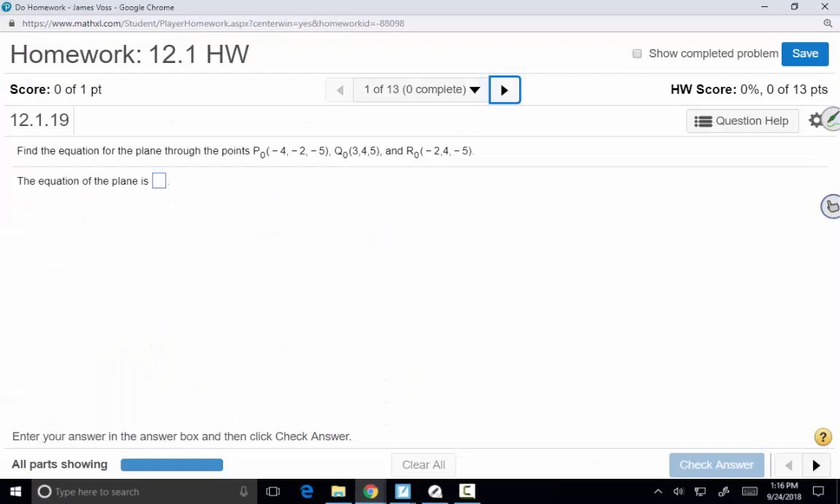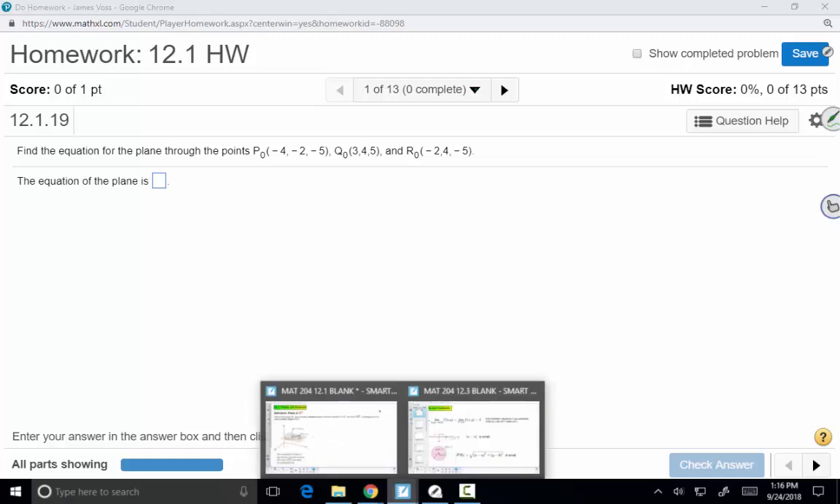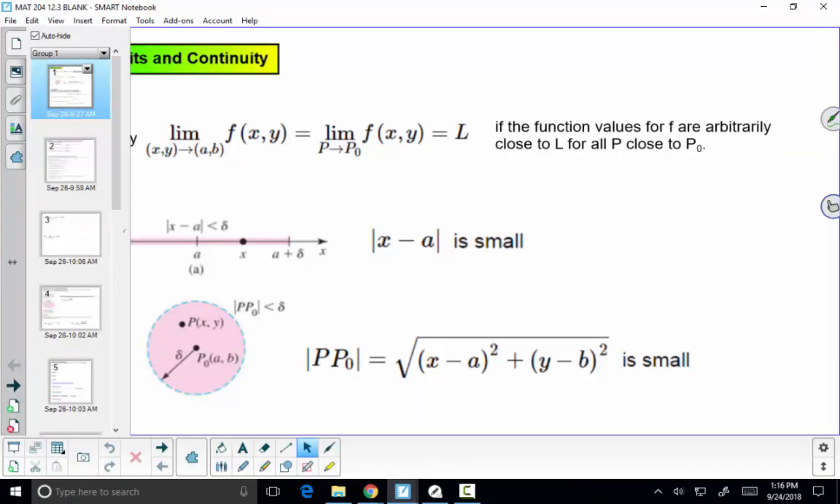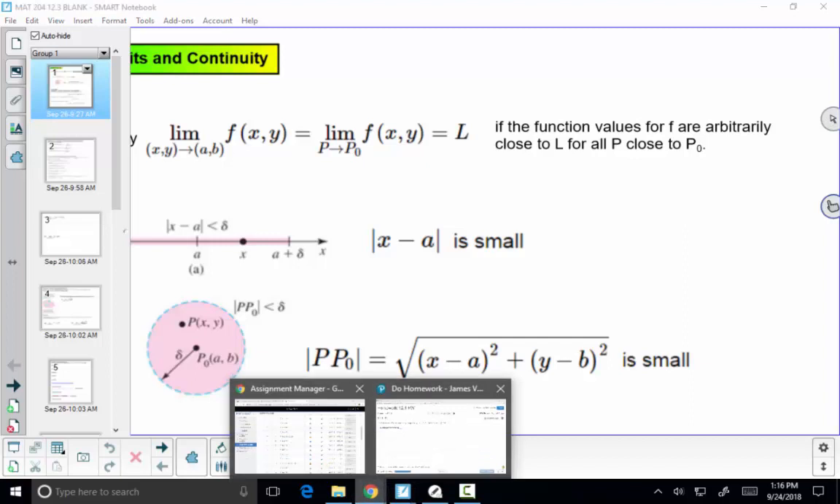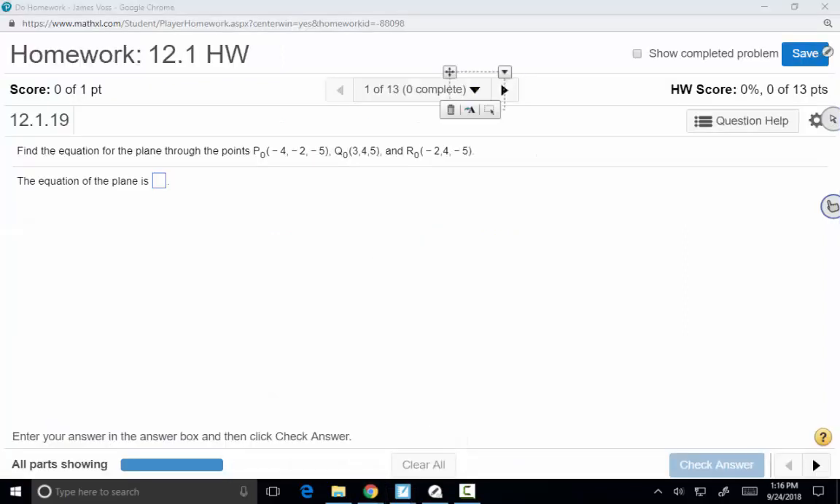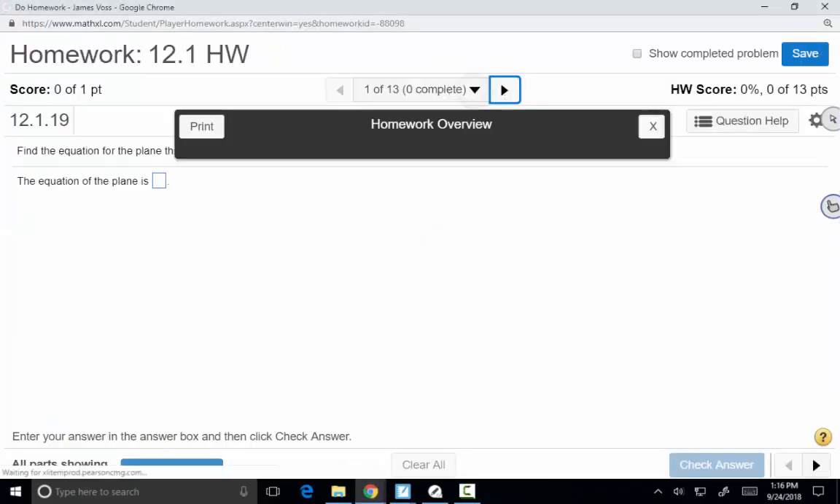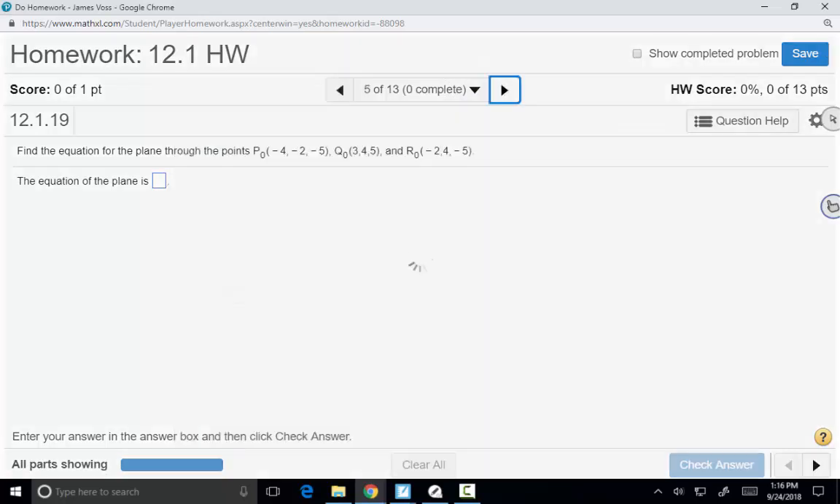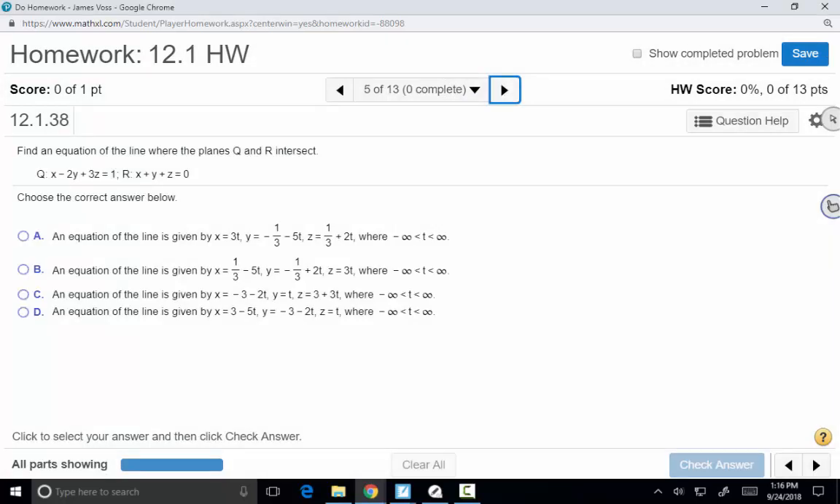First one was number 5, I think. Let's talk for a second about the homework. Let's do number 5. Let's talk about number 5. So this question here, good question. Let's try to understand it.